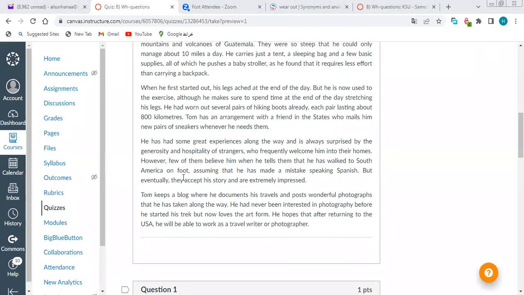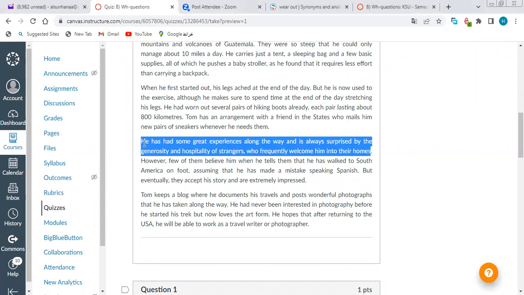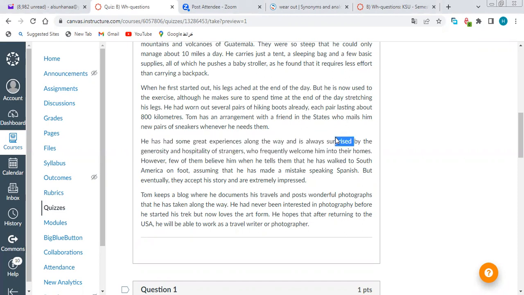If we look here, guys, okay, here, I say what? He has had some great experience along the way and is always surprised. Surprised here, I mean amazed. I search for synonyms. أنا لازم أبحث عن المرادفات. Is always surprised by what? Surprised by, I mean, what amazed him.